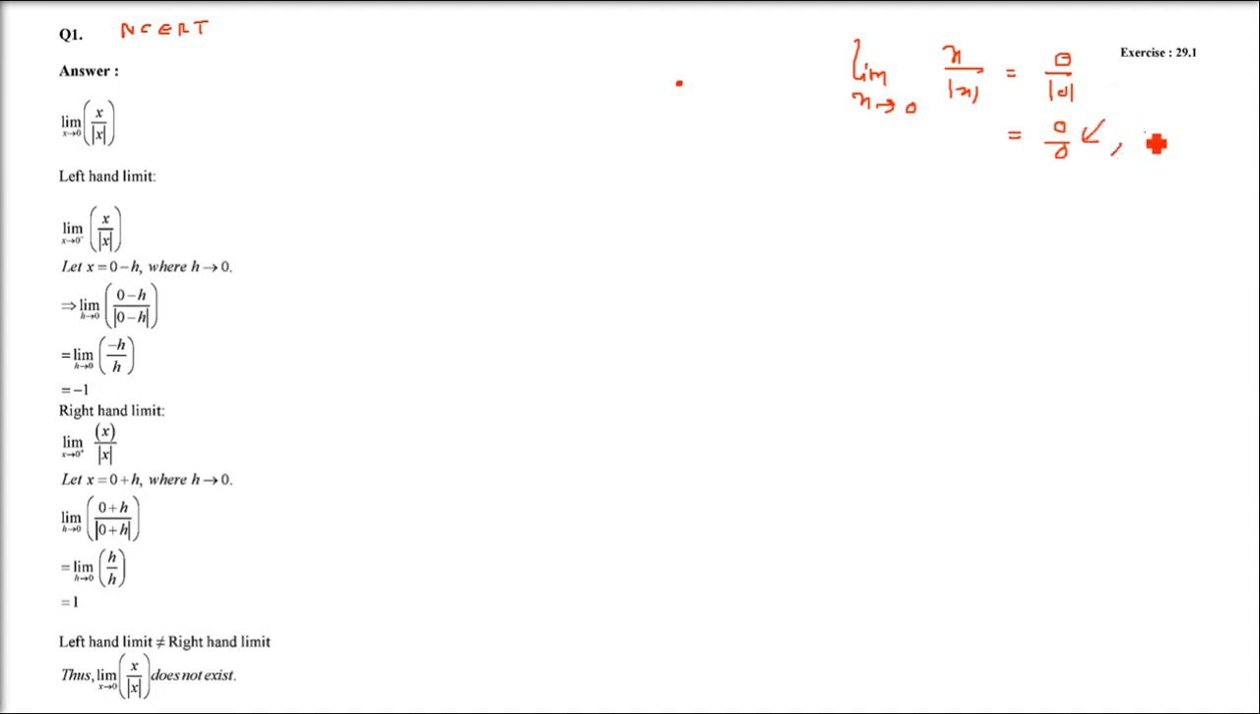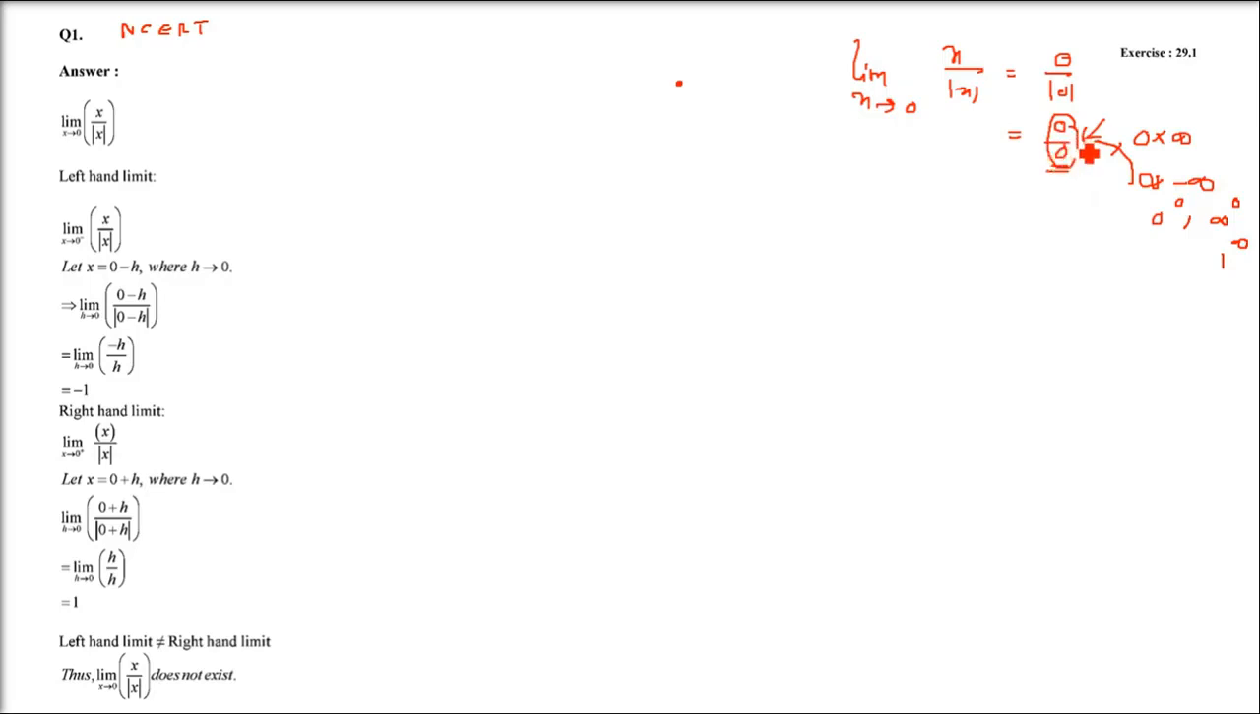You have 0 by 0, you have 0 into infinity, infinity minus infinity. We have others also, like 0 to the power 0, infinity to the power 0, 1 to the power infinity. All these boil down to 0 by 0 only, and that is indefinite. All these forms cannot be computed. So 0 by 0 is, of course, an indeterminate case.